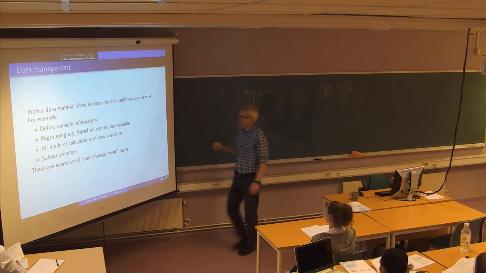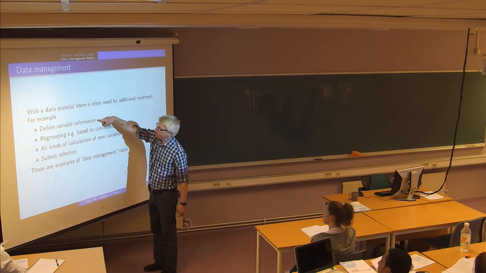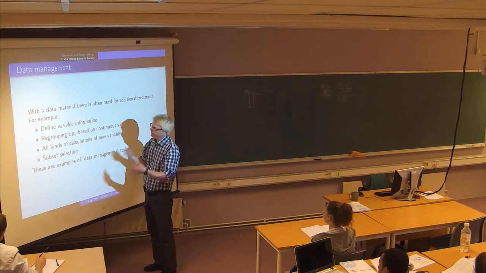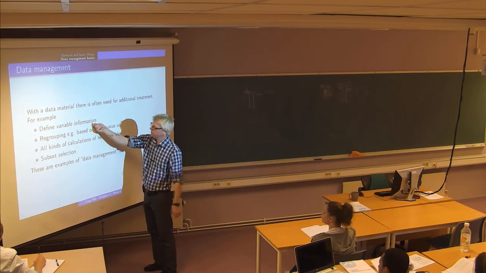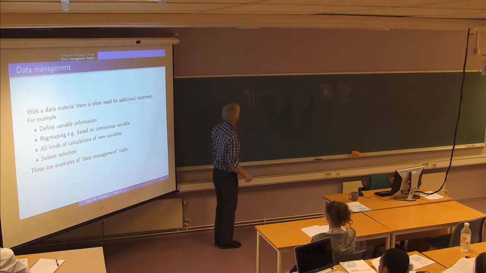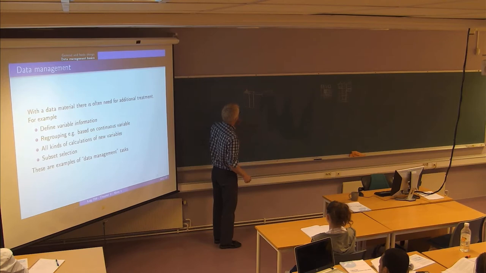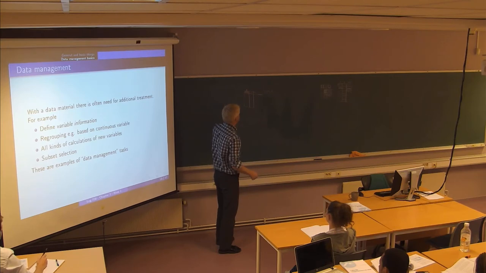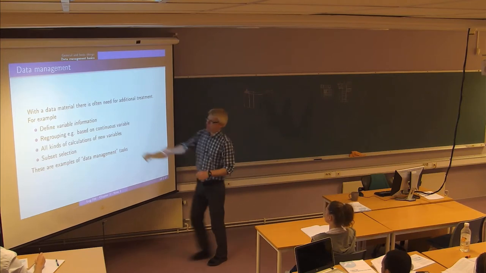So this is what we are going to talk about for the rest of this lecture, is just what I call defined variable information. How do we store information telling me that this is a categorical variable? We can store encoding for values and so on. This is what we call variable information.